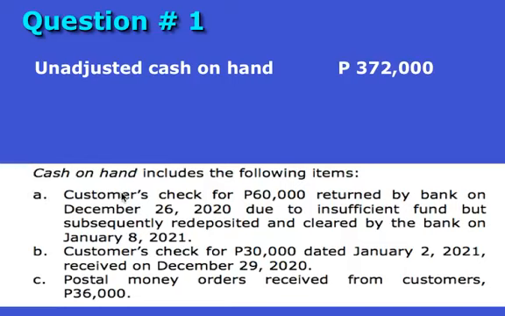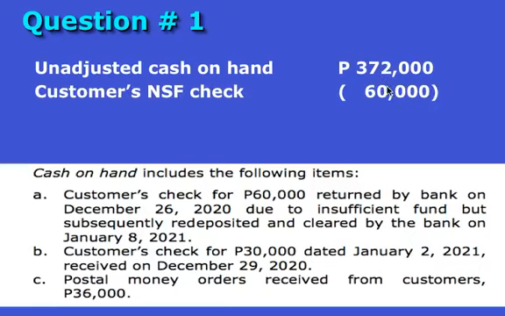A, customer's check for 60,000, returned by bank December 26. Reason, insufficient funds. Subsequently redeposited and cleared by the bank January 8. So na-clear lang January 8. Ang status niya at December 31, NSF. So included in cash on hand minus the NSF check of the customer. NSF siya as of December 31.